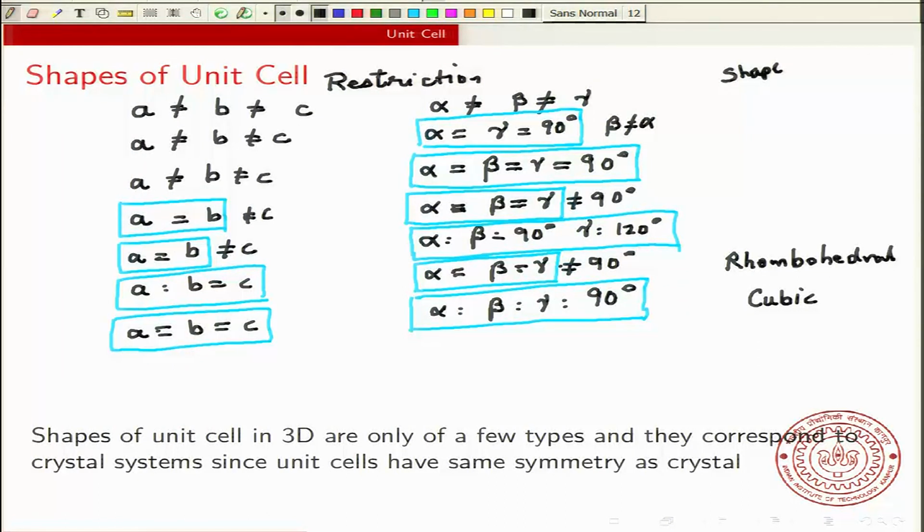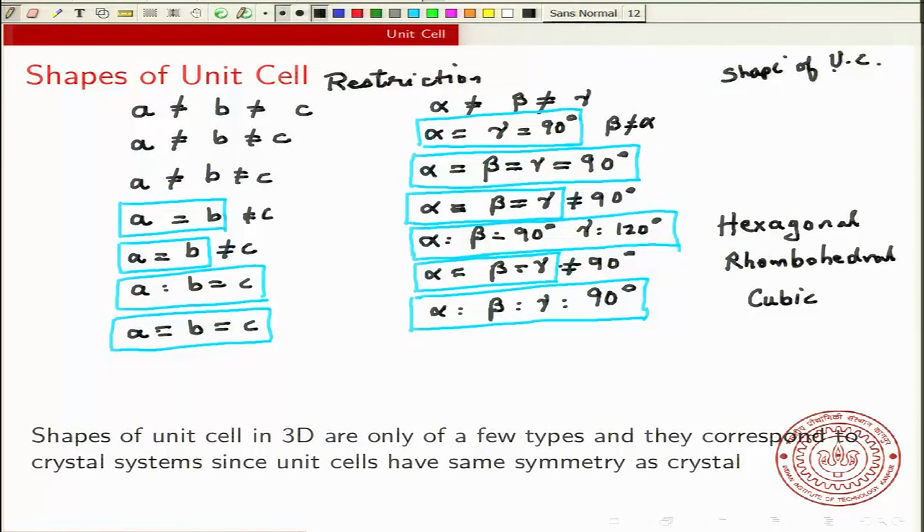Okay. Now, let me emphasize one more thing, that this is the shape of the unit cell. Okay. This is the shape of unit cell. It is not that these are the shapes of the unit cell. Okay. Now, let us look at the other restrictions. Okay. So, then this shape refers to a hexagonal unit cell.